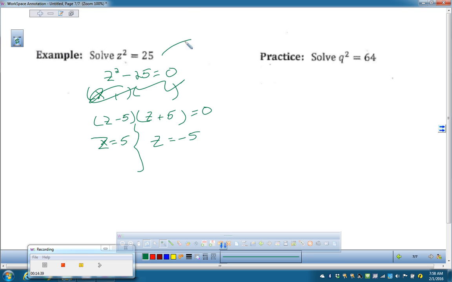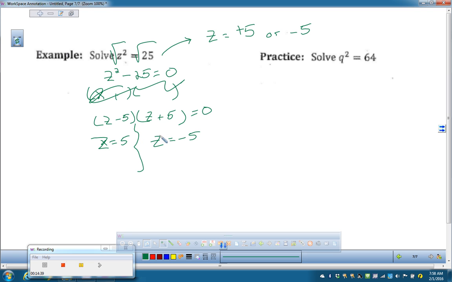Now with this one, when it's in this form, another way you can do it is by taking the square root of both sides. If I square root both sides, I get z equals, well, you have to remember that there's a plus 5 or negative 5, because negative 5 times negative 5 gives you 25, and 5 times 5 gives you 25.